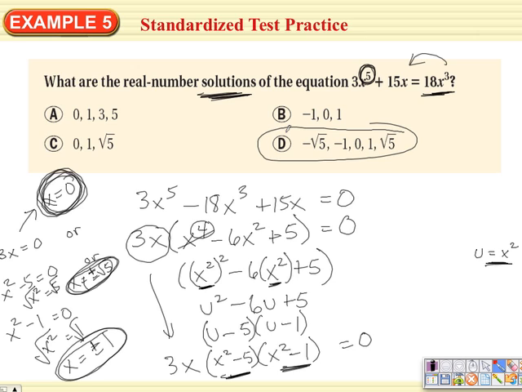Letter D. So we just use factoring to help us find our solutions. So factoring and then the zero product property allowed us to find our solutions. Alright, let's try one.